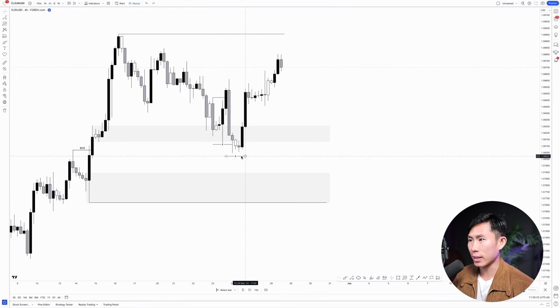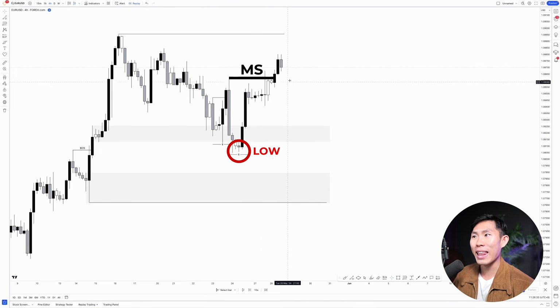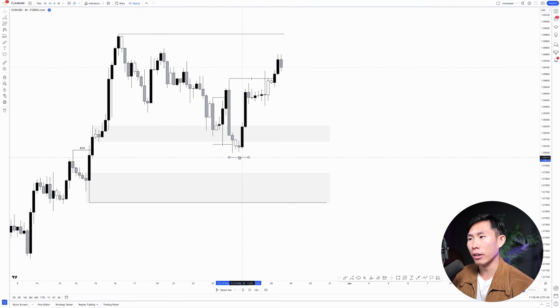When price breaks past this last low, we get a market shift right here, and this tells us that this is the new strong low. This is the strong low that led to this market shift, and because it is a beautiful swing low just like this, there is available liquidity below this swing low.